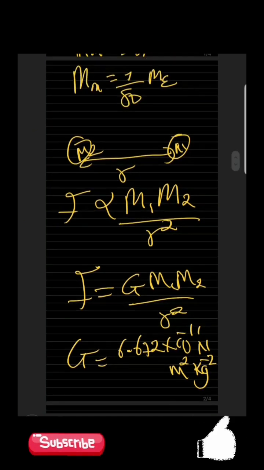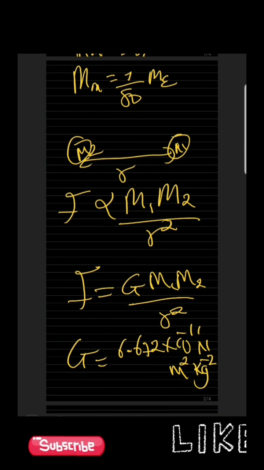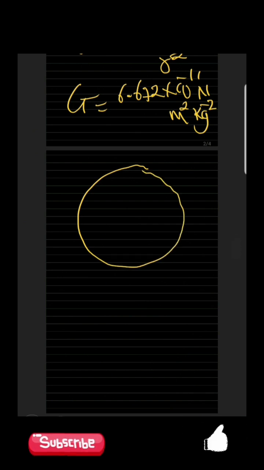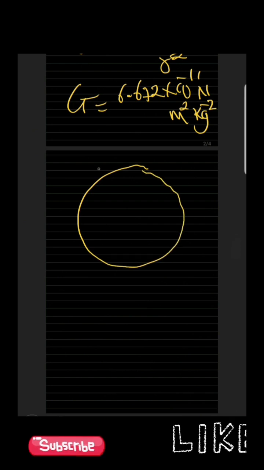Now they're asking us for acceleration, and I know that force also has some relationship with acceleration. If I know force, I will obviously get the relationship with acceleration. So how do we go about it? Let us first try to imagine it. Let us say this is the moon. I want to determine the acceleration due to gravity on that moon. Let us consider a certain particle on the moon.